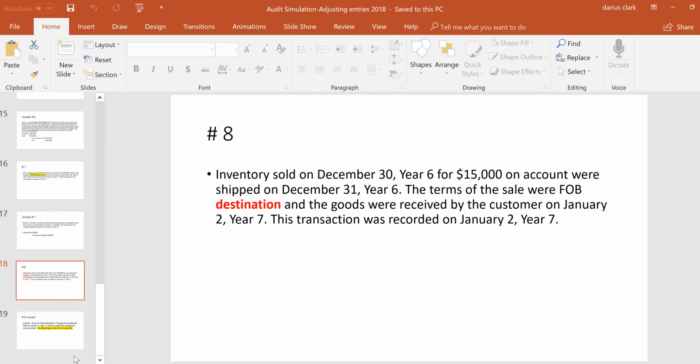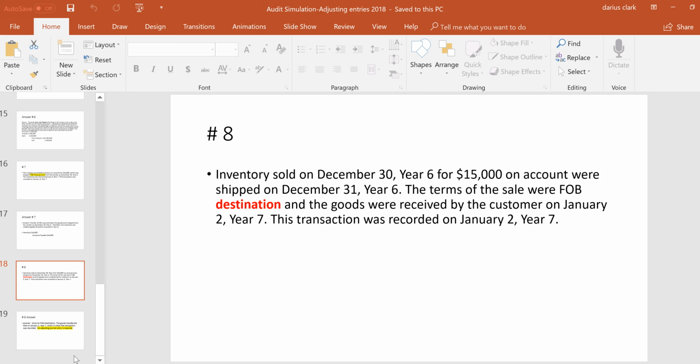So what are we doing? We're adjusting and correcting entries the way an auditor would, and these are the same kind of questions you're going to see. Number 8, inventory sold on December 30th, year 6 for $15,000 on account were shipped on December 31st, year 6. Okay, they were shipped by the end of the year. That's good. But look at the terms of sale.